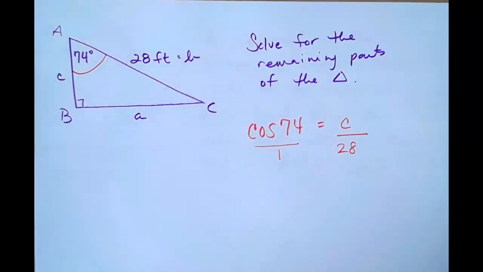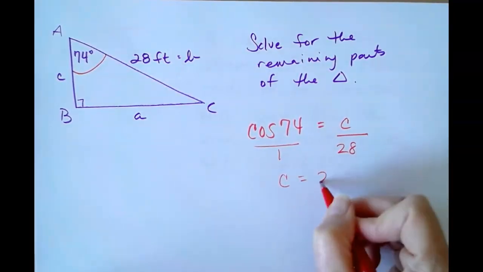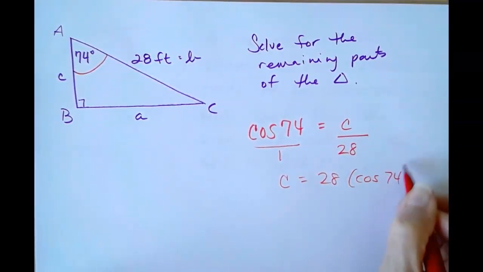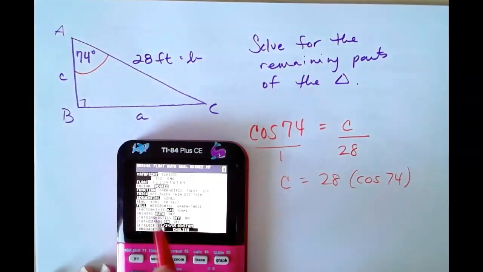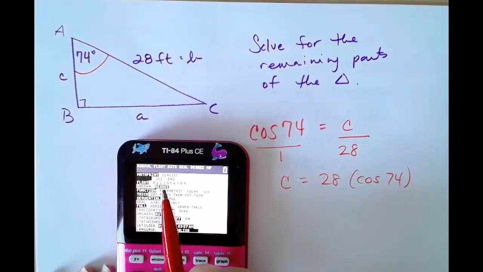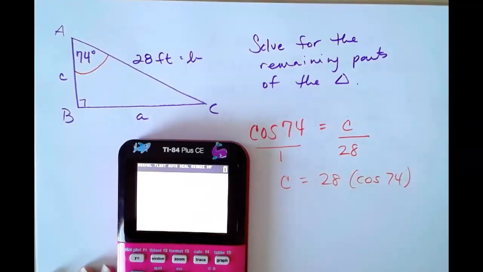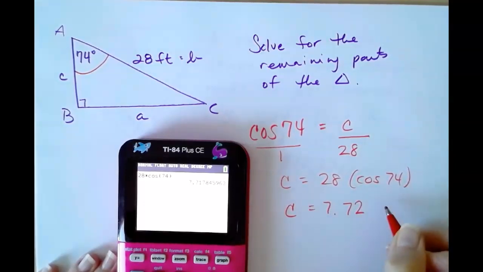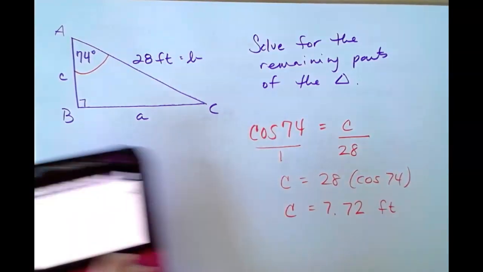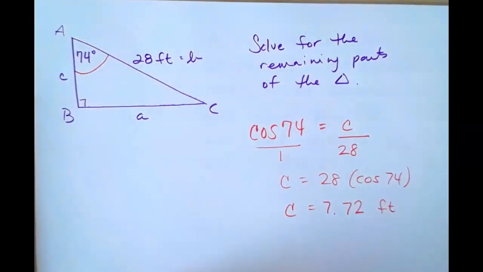We're going to cross multiply and solve for c. So c equals 28 times cosine 74. Please be reminded that if we are entering in degrees, we have to be in degree mode on your calculator. Mine is. So c is equal to 28 times the cosine of 74. C is equal to 7.72 feet for this particular triangle. And if I don't say what to round to, would you at least kindly round to the 10th place?